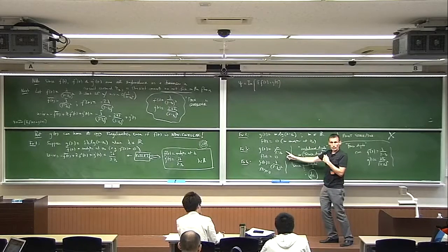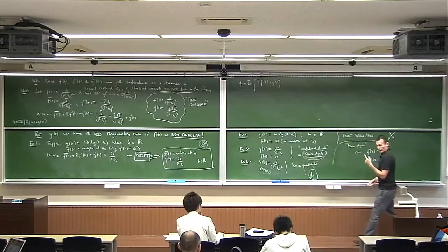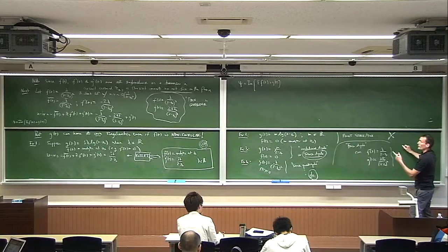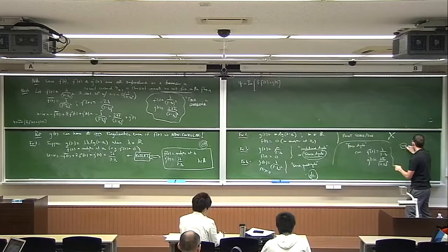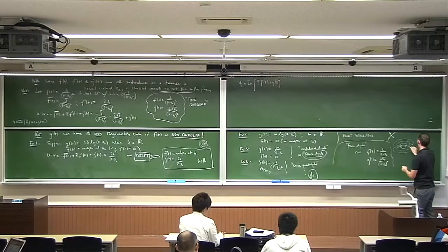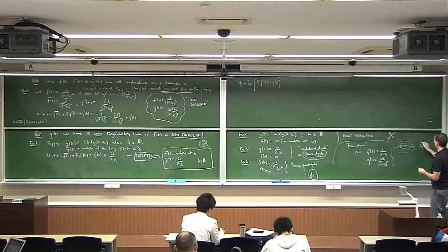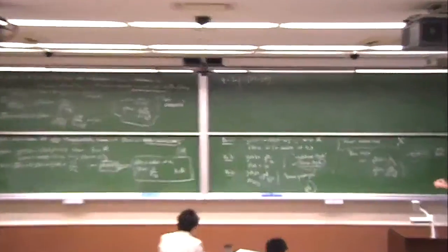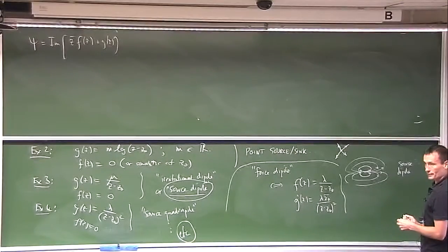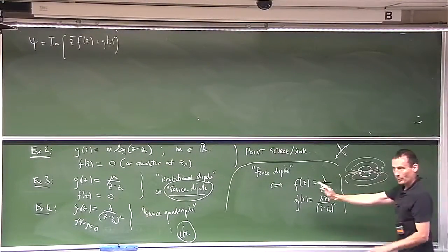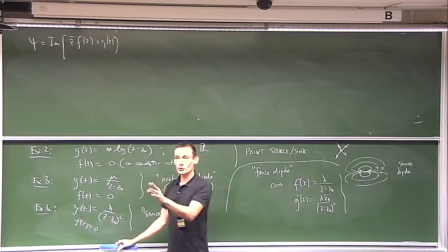This one is a dipole. And the streamlines look like this if mu is real. Source dipole. Force dipole. Do it as an exercise.